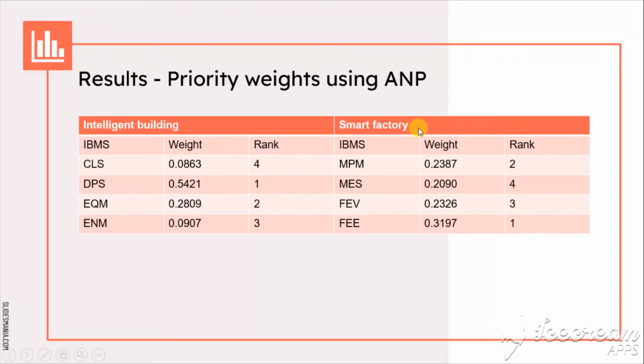For smart factory, the first priority is FEE, which is factory energy management. And then the second priority is MPM, which is machine monitoring and predictive maintenance. And then the third priority is FBV, which is factory environment monitoring. And the fourth priority is MES, manufacturing execution system.